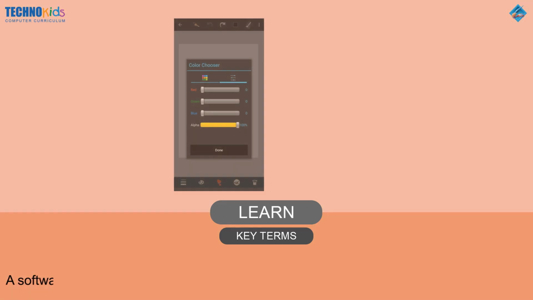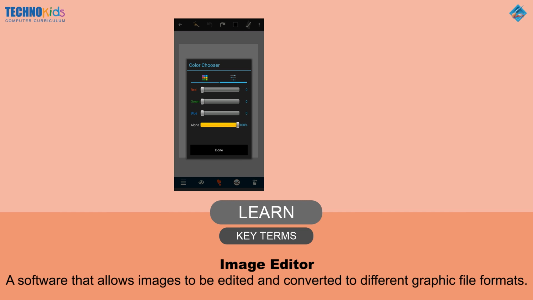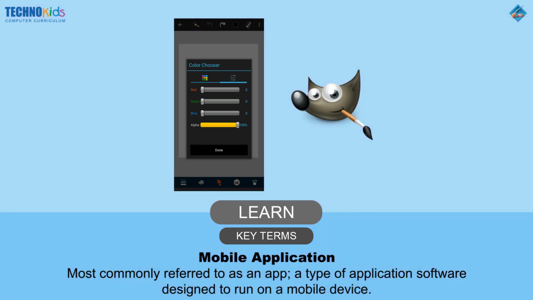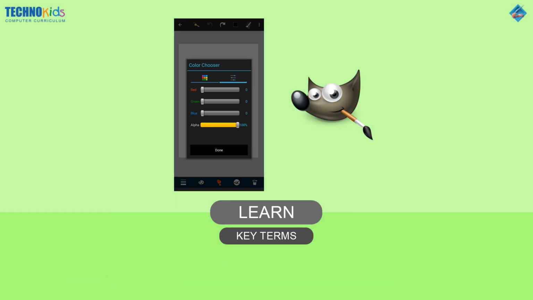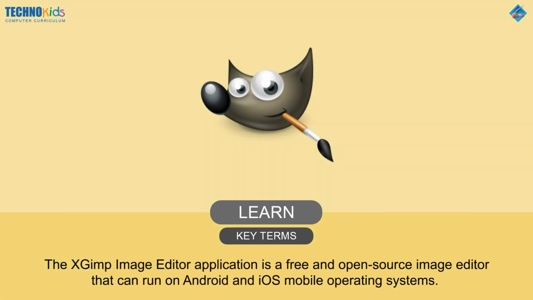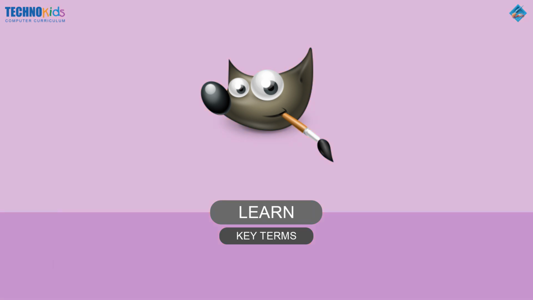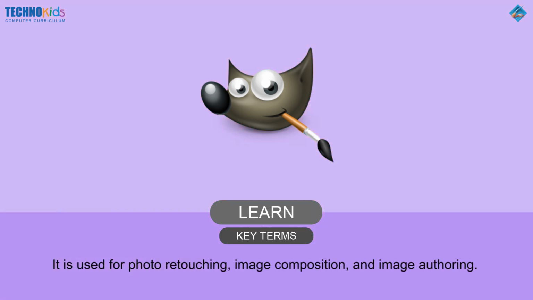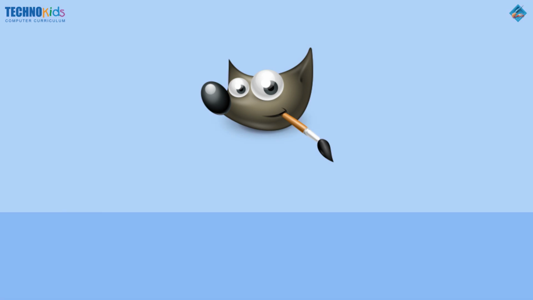Learn. Key terms. Image Editor, a software that allows images to be edited and converted to different graphic file formats. Mobile application, most commonly referred to as an app, a type of application software designed to run on a mobile device. XGimp Image Editor. The XGimp Image Editor application is a free and open source image editor that can run on Android and iOS mobile operating systems. It is used for photo retouching, image composition, and image authoring.